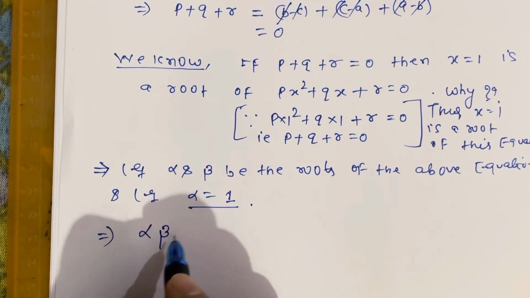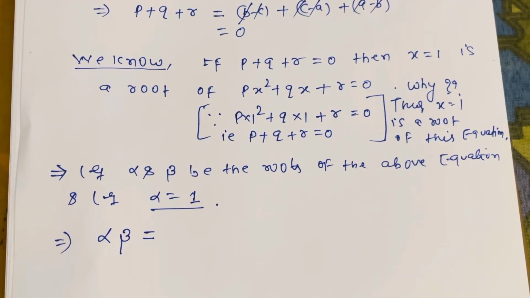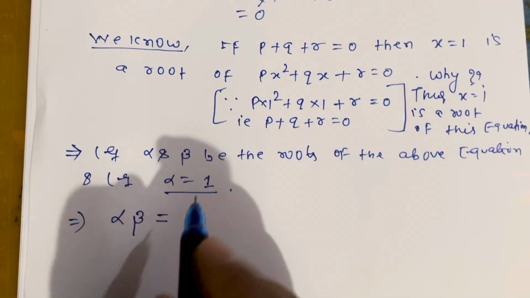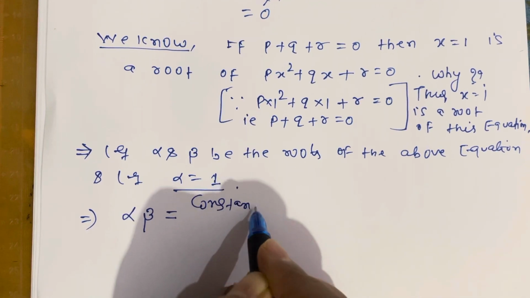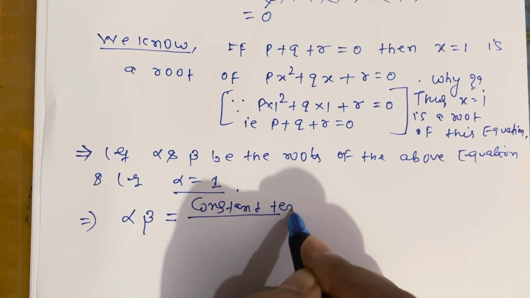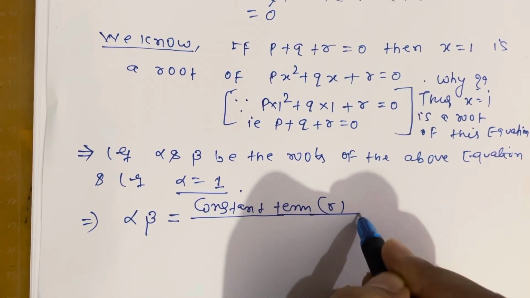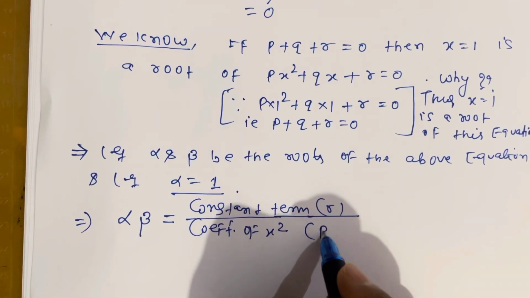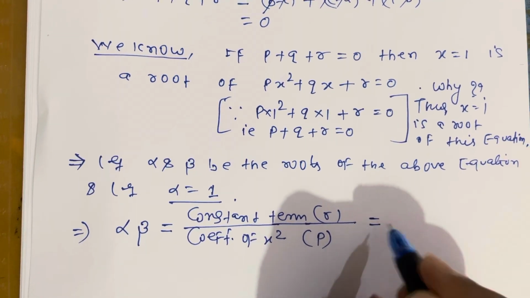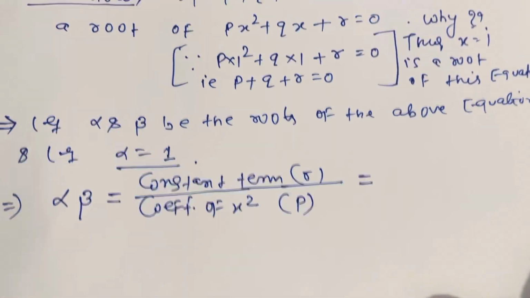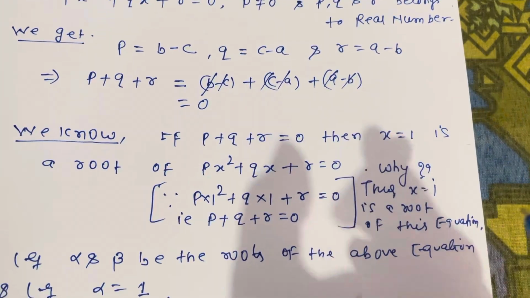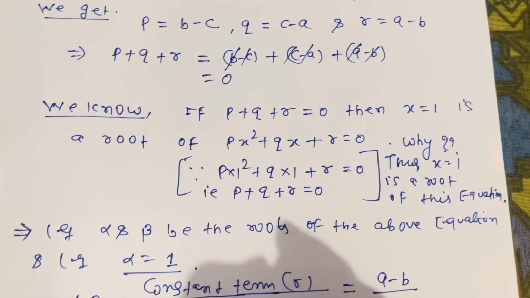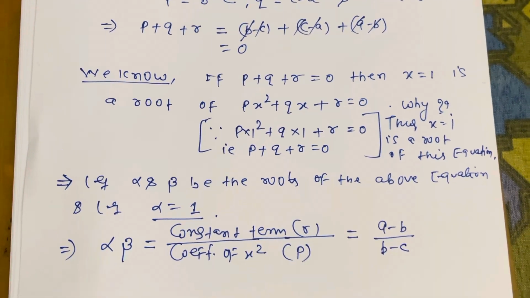Alpha into beta is equal to what? Constant term by coefficient of x square. The constant term r by the coefficient of x square, in this case p, is equal to, so what is r in this case? a minus b, by what is p? b minus c.